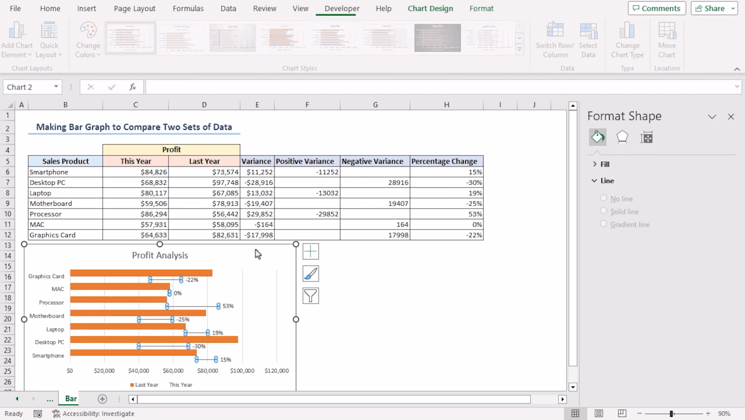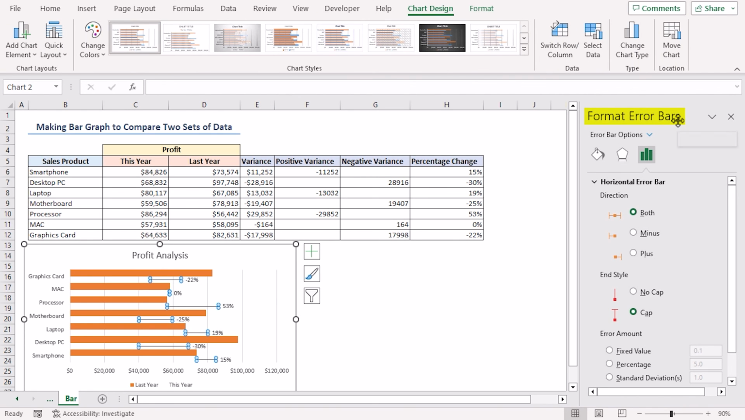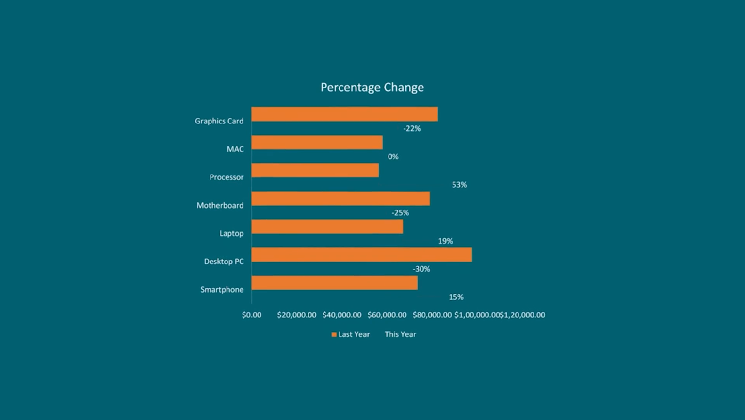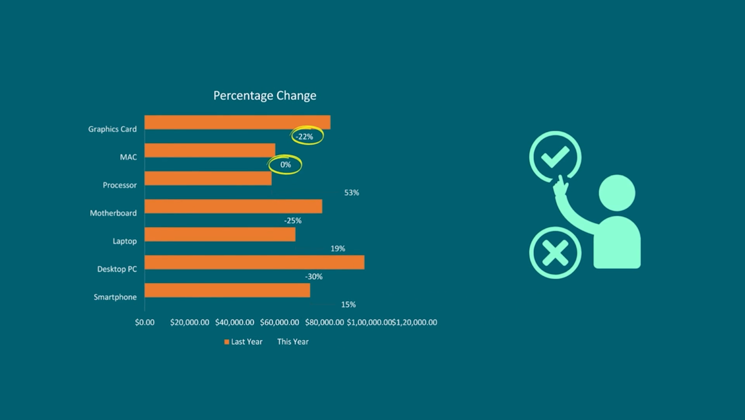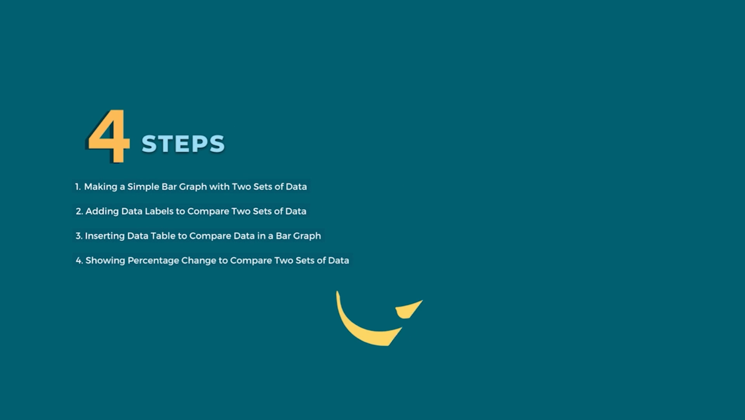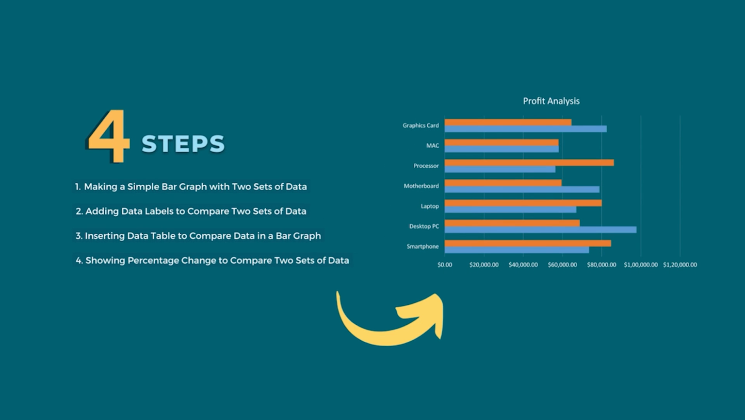Select any error bar. In the Format Error Bars task pane, select Horizontal Error Bar and choose Plus. This will show the increased profit with error bars. A decrease in profits will be demonstrated by just the corresponding percentage value. Remember, visualizing data helps us make better decisions and spot trends quickly. In this tutorial, we have shown four useful steps to make a bar graph comparing two sets of data. You can use whatever you need.